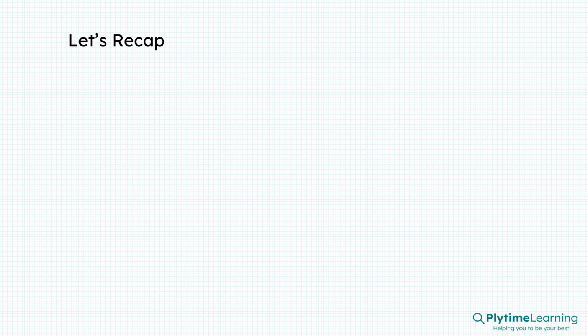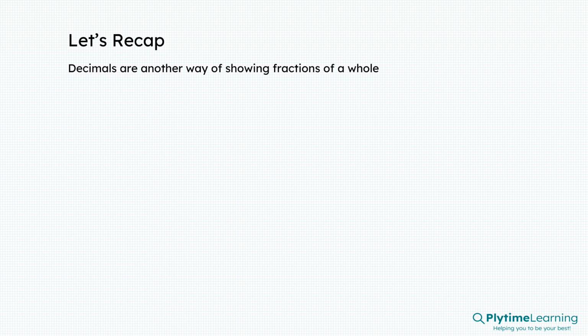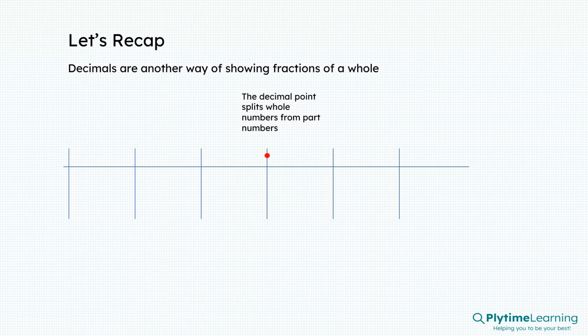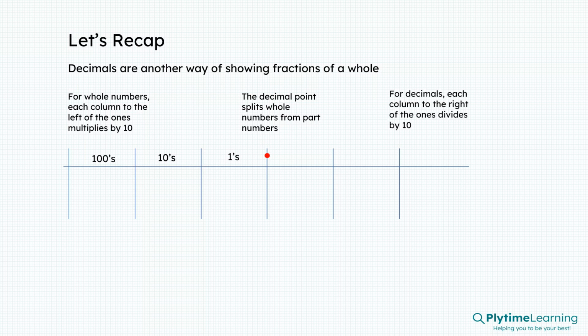Let's recap. Decimals are another way of showing fractions of a whole. If we have our columns, the decimal point splits whole numbers from part numbers. We have our ones column. Then for whole numbers, each column to the left of the ones multiplies by 10. So we have tens, then hundreds. For decimals, each column to the right of the ones divides by 10. So we have tenths, hundredths, and thousandths.